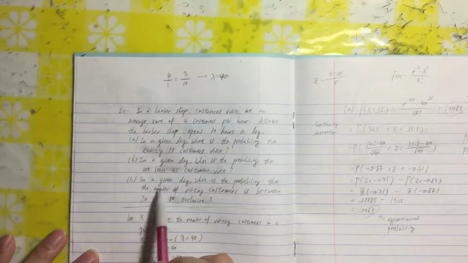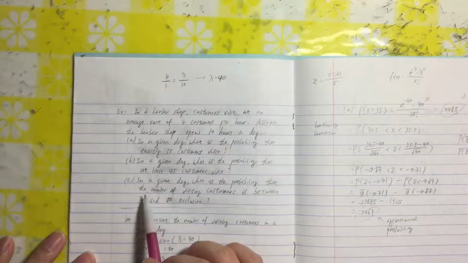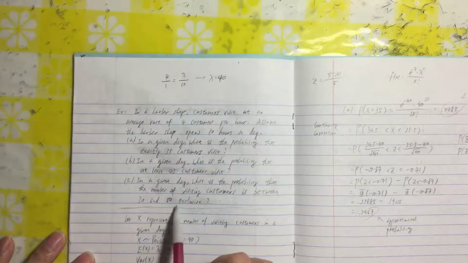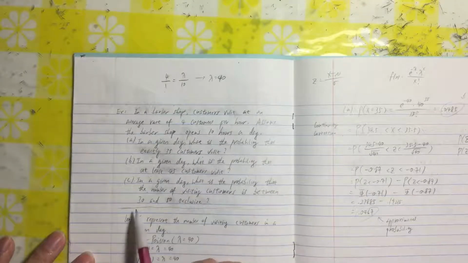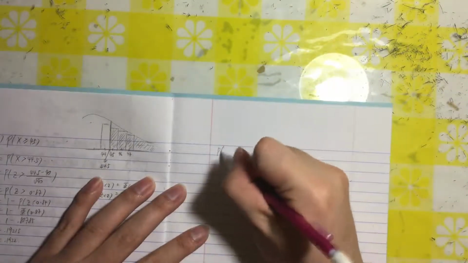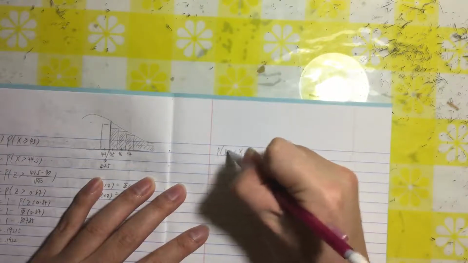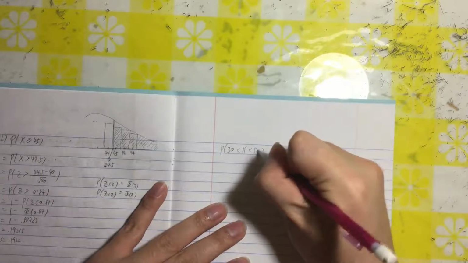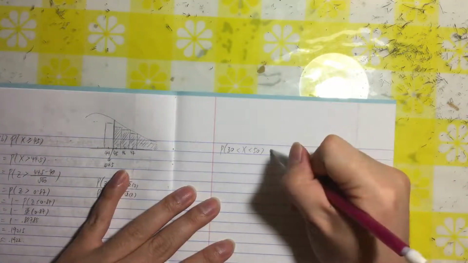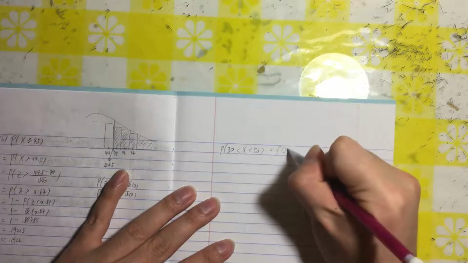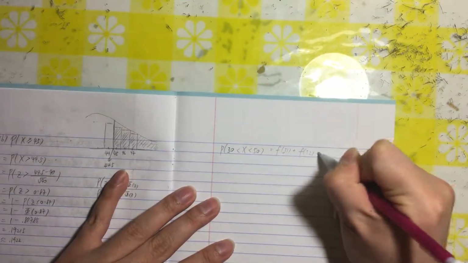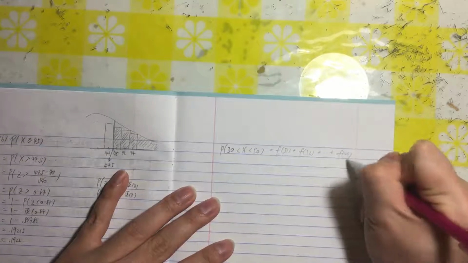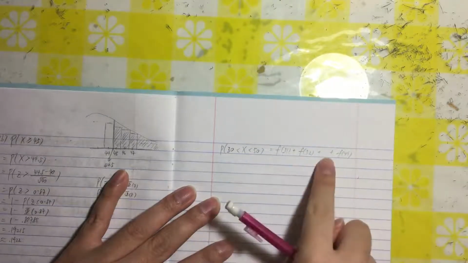Part C. In a given day, what's the probability that the number of visiting customers is between 30 and 50, exclusive? Exclusive means we don't include 30 and 50. So for part C, we're looking for the probability that S is between 30 and 50, not including the endpoints. We can solve it directly: f of 31 plus f of 32 plus up to f of 49. But there are 18 terms. It may still be too much work.